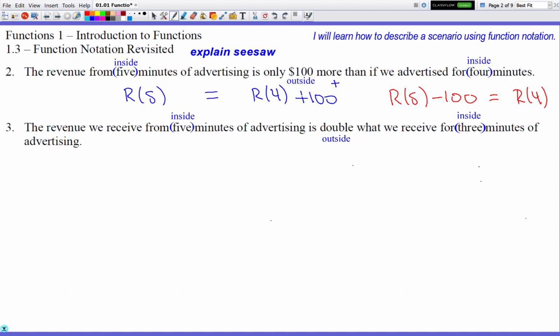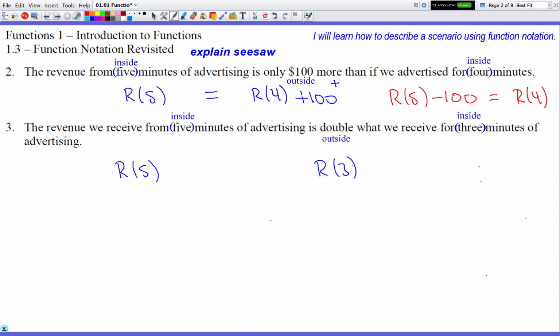Okay? Alright. Okay, let's look at number 3. So let's see, what do we have inside? Well, we have 5 minutes, so that's on the inside. We have double, and that doesn't seem like it's affecting any kind of minute value, so we're going to call that outside. And we have 3, and that corresponds to 3 minutes, so that's going to be on the inside. So let's map out our scenario. We have R of 5 versus R of 3.